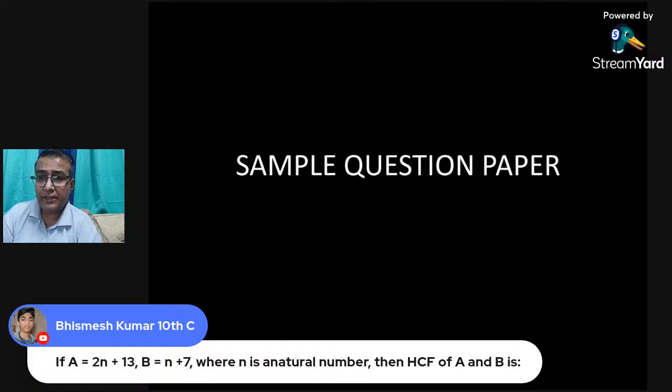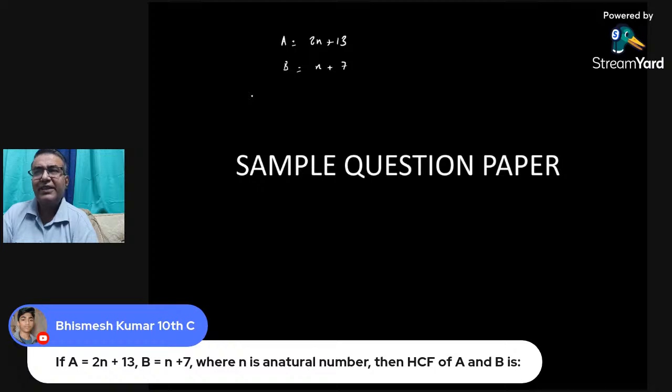Do we have any correct answers as yet? Right, I think we'll start solving the question then. We have two numbers here. We've been given that A is equal to 2n plus 13 and B is equal to n plus 7, and we have to find out what the HCF of both these numbers is.